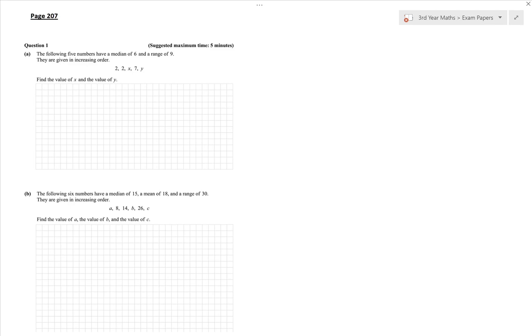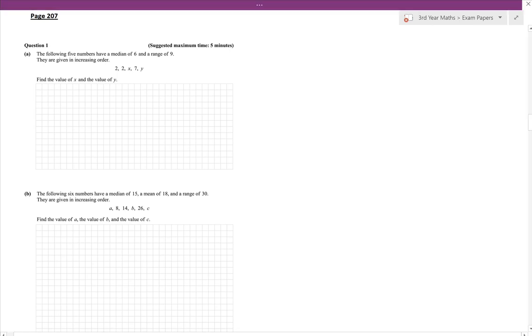Right, so next question we are looking at 7. And the question says, the following 5 numbers have a median of 6 and a range of 9. They are given in increasing order. Find the value of x and y.